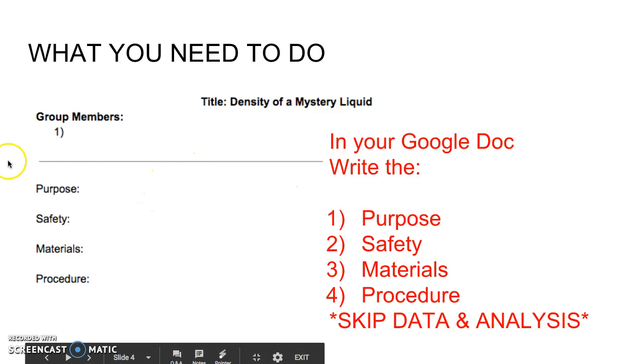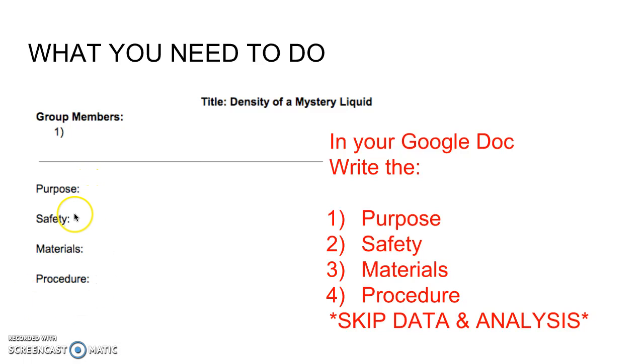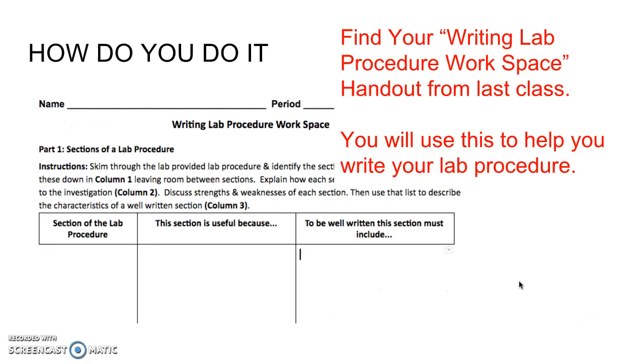So in that Google document, you need a space for your purpose, safety, materials, and procedure. And if you don't have it typed in already, take a moment and pause the video and type those in now. Okay, once you have those 4 parts typed in, the next thing you're going to need in order to fill it out is the handout that you had in last class, and that is the Writing Lab Procedure Workspace handout. So I want you to take a moment to find that handout, and again, pause the video as necessary.